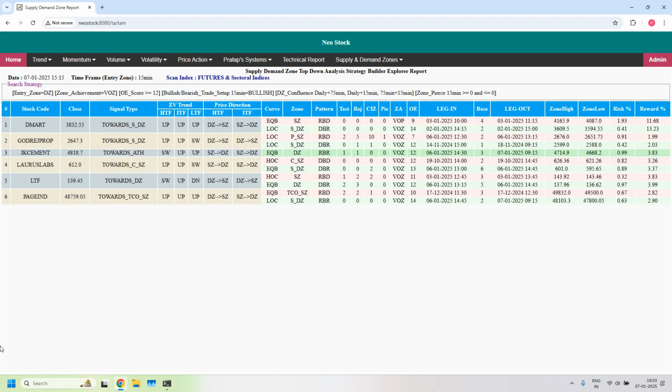In all these 6 stocks, these 15 minutes demand zones are part of the 75 minutes demand zone. Both together again part of the daily demand zone.